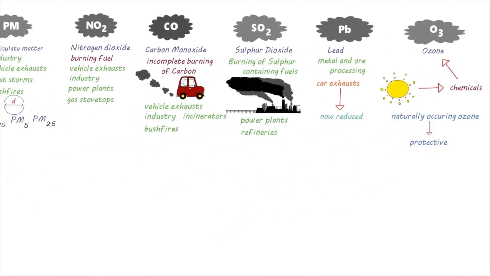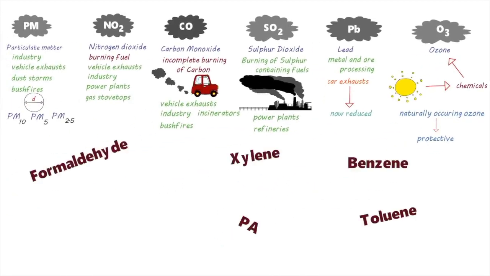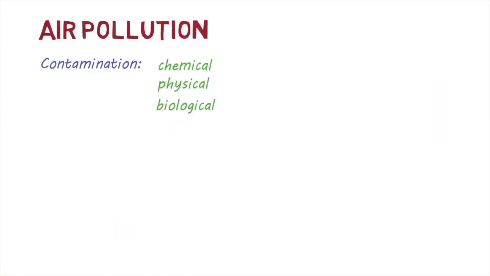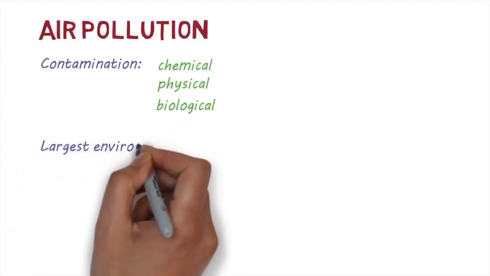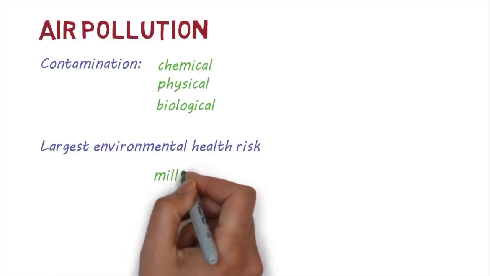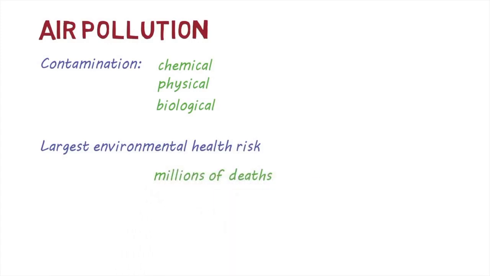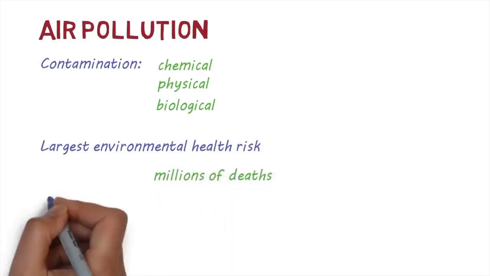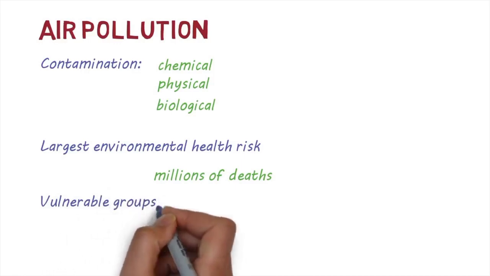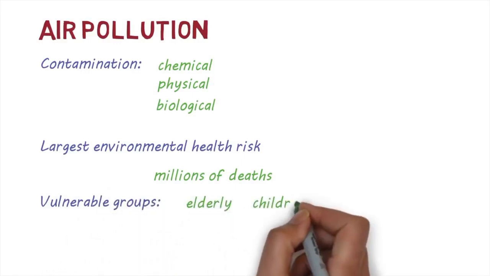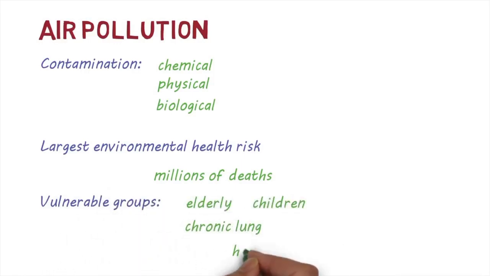There are hundreds of other air pollutants that can lead to adverse health effects. Air pollution is the world's largest environmental health risk, leading to millions of deaths around the world each year. Although anyone can be affected by air pollution, people who are most vulnerable include the elderly, children, and people with chronic lung or heart disease.